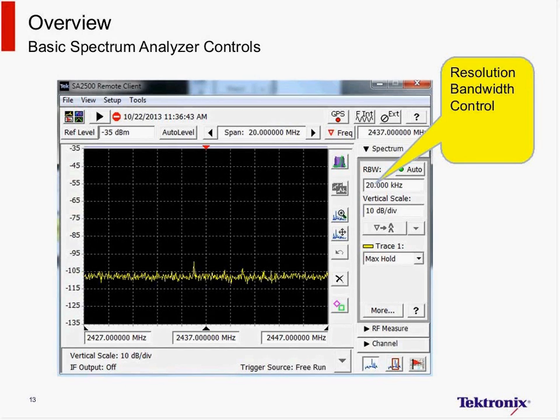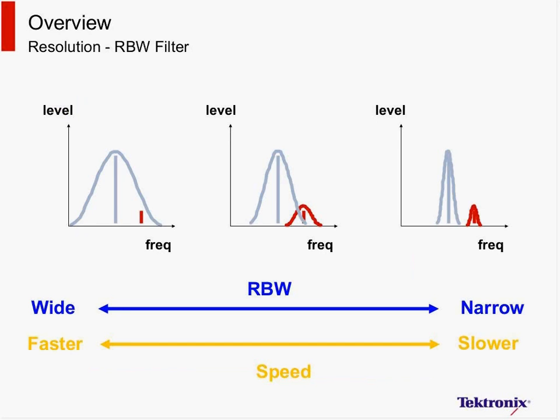On this slide here, we're showing the resolution bandwidth control. The RBW control is a filter by which we look at the spectrum within the display. It allows us to discriminate smaller or larger signals based on this resolution bandwidth value. But it's not without a cost.